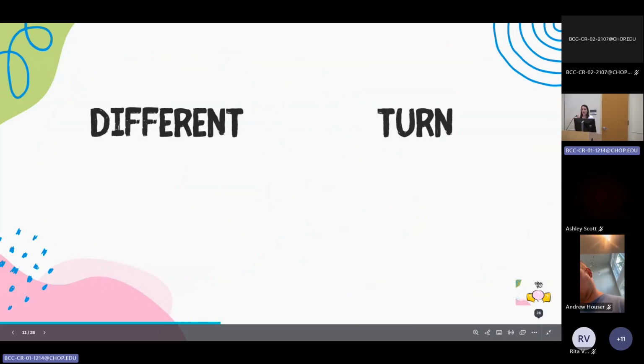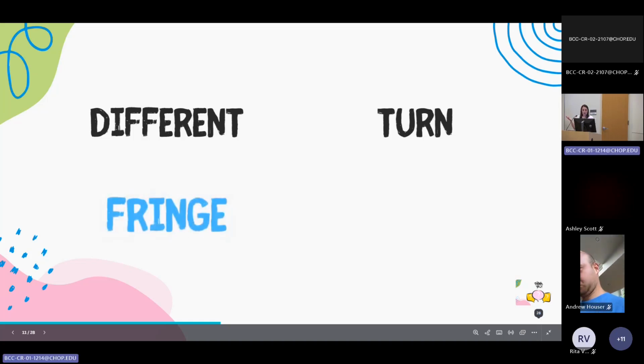So quickly, I just want to make sure everybody has an understanding. I have words up here. We can just say if they're core words or fringe words. We can all just shout it out. Do we think that's a core word or a fringe word? Yes, that's a core. Oh, sorry, that's a fringe. Turn.